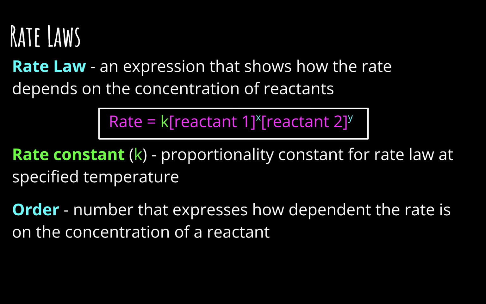So the general format for the rate law is rate equals k, reactant 1 to some power, reactant 2 to a power, reactant 3. It can have as many reactants as that particular reaction that you're looking at would have. So the rate constant is the k value. So this is a proportionality constant for a rate law at a specified temperature.